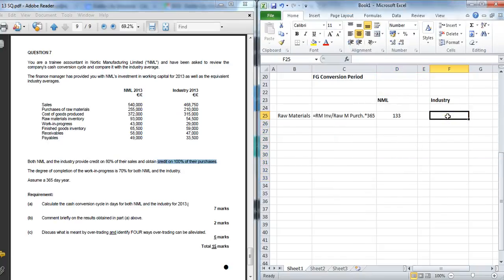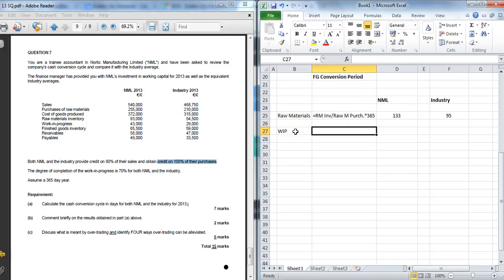And the industry is the same. The industry has on average 54.5 of raw materials inventory. They have 210 of purchases of raw materials times 365. So we can see here in an industry average, the industry is a lot more efficient at utilizing raw materials quicker than the subject company NML that we're looking at. That's one key point we're going to make.